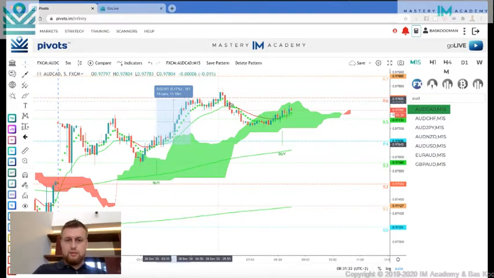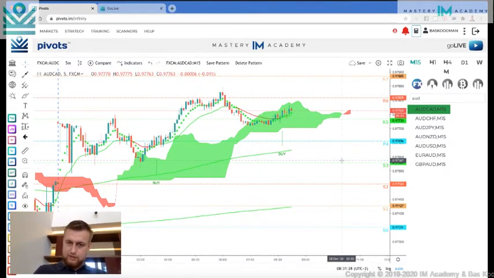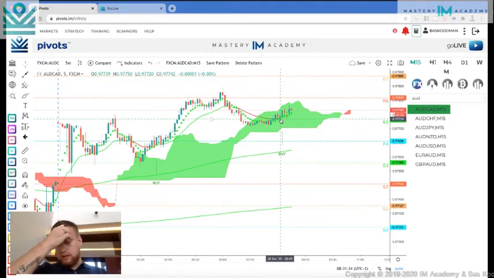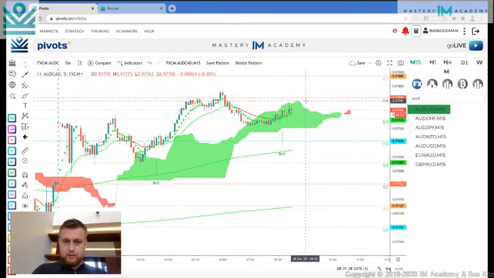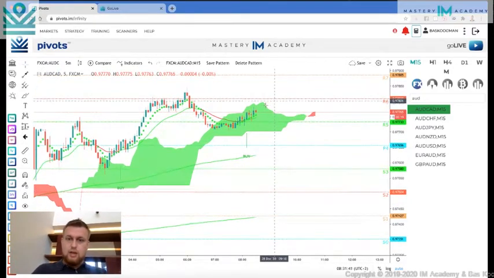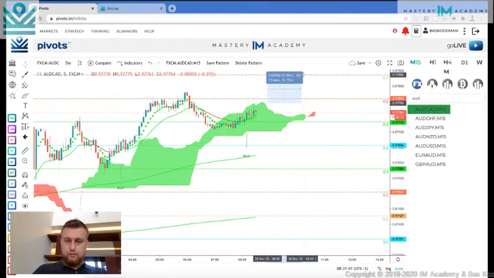Then it becomes flat, we get a pullback, and what you want is pullbacks, because after a pullback there comes a new entry. Now here you see green, green, green in the cloud. That's not really good. That buy arrow should only come after it's coming out of the cloud. But when this comes out of the cloud, you have an opportunity to buy again, and you can try to go for 9 pips.